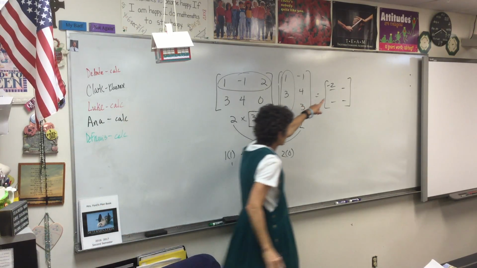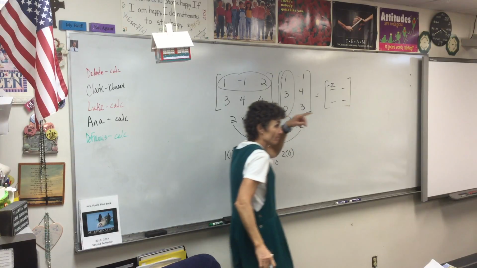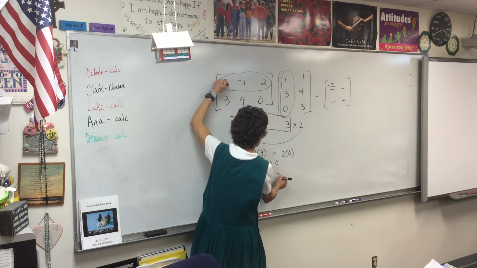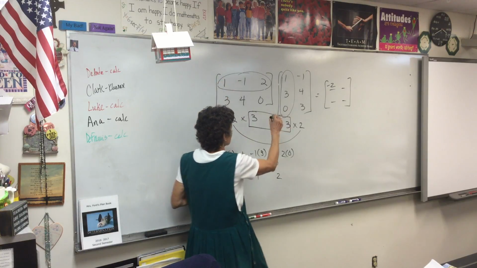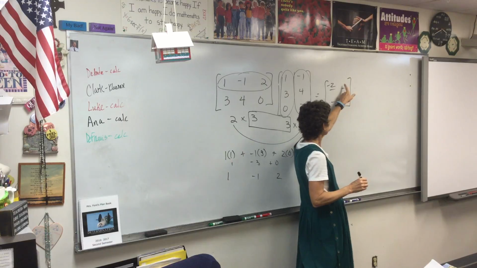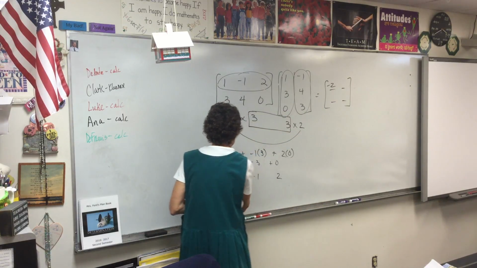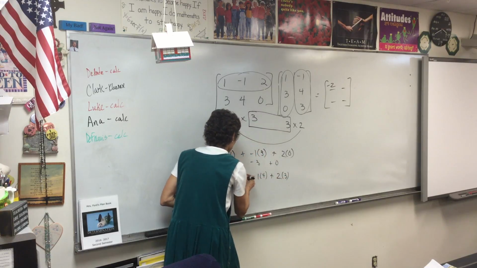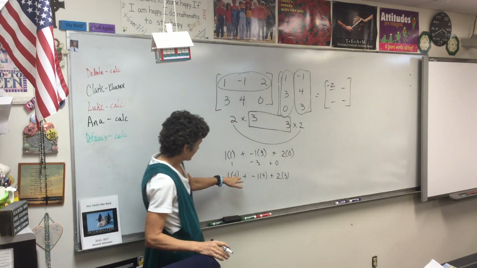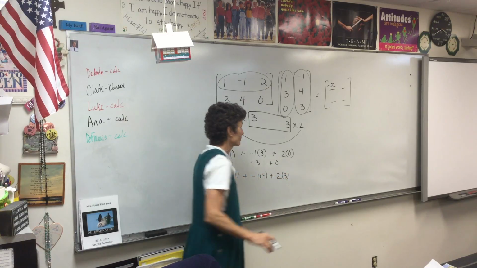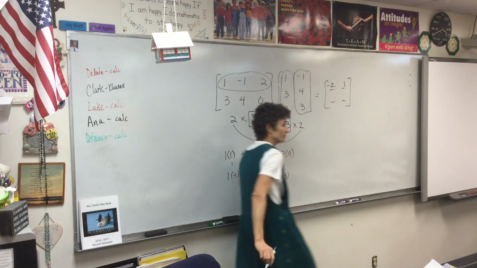Then I'm going to move over to this spot. How am I going to get that number? Row 1 again. So 1, negative 1, 2 times column 2. Now I am in row 1, column 2. So negative 1, 4, 3. Now add all those up. So what do I get? Negative 1, negative 4, and 6. 1.